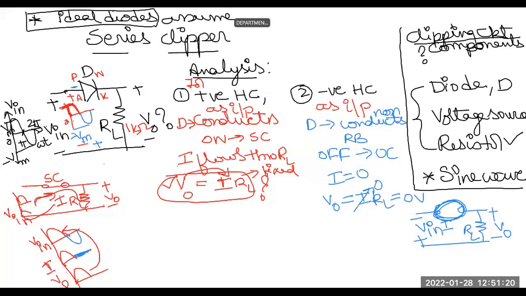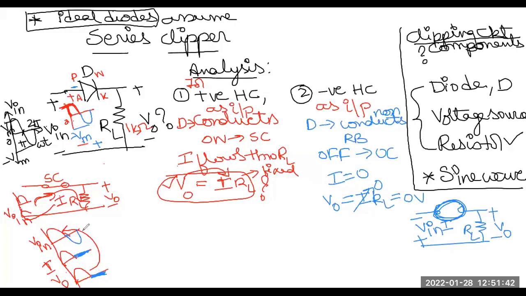So here, what is it that we see? You can see the input having both the half cycles. But what is your output having now? It has only one positive half cycle. What happened to the other half cycle? It is clipped, or removed.